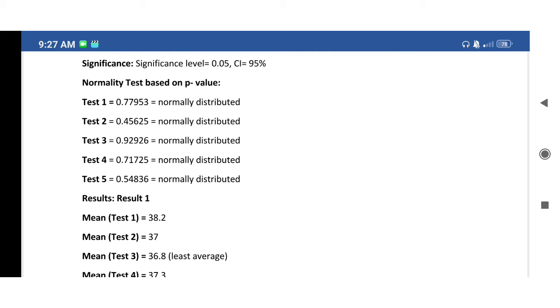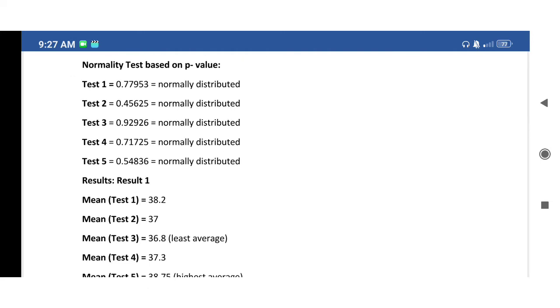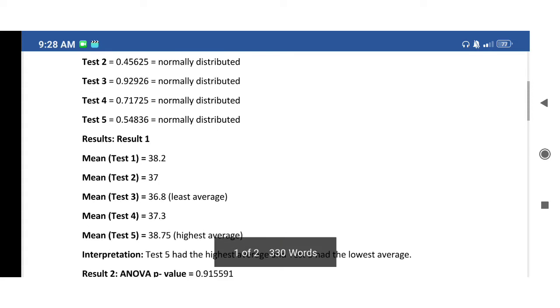Normality test based on p-value. For test 1, 0.77953, normally distributed. Test 2, 0.45625, normally distributed. Test 3, 0.92926, normally distributed. Test 4, 0.71725, normally distributed. And test 5 is 0.54836, normally distributed.